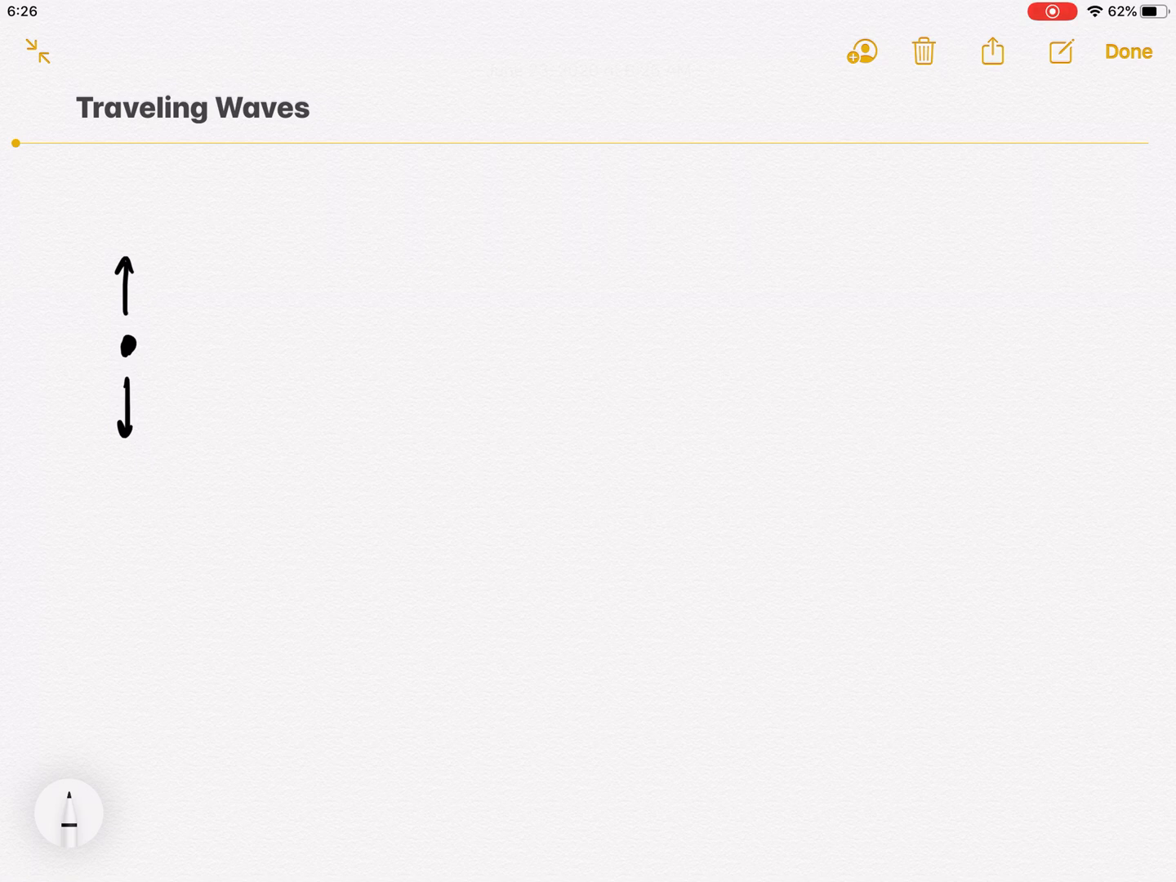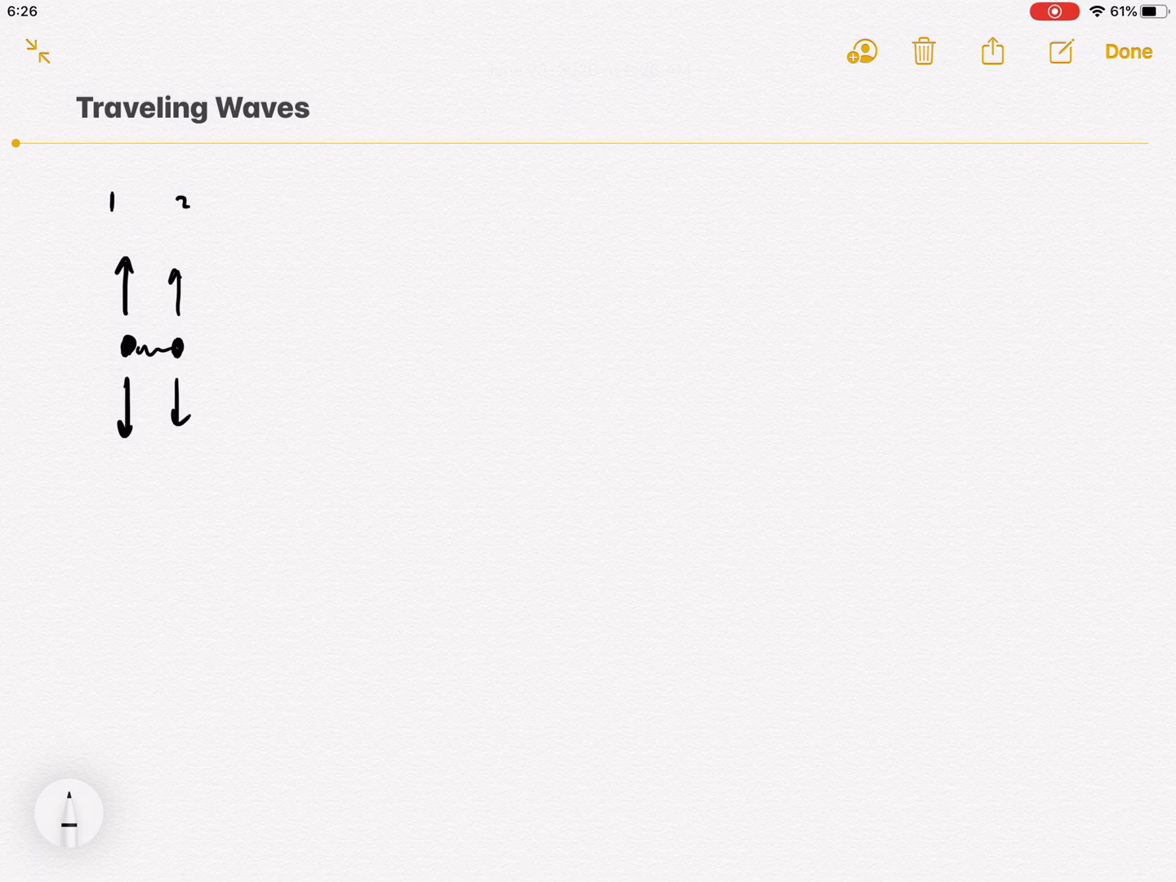If that atom is connected to another atom, in some way, shape, or form, the oscillation of atom 1 can translate to oscillation of atom 2. And there's going to be some lag. So atom 1 is going to start moving up. That's going to cause atom 2 to want to start moving up. So atom 2 will start oscillating, but on a little bit of a delay.